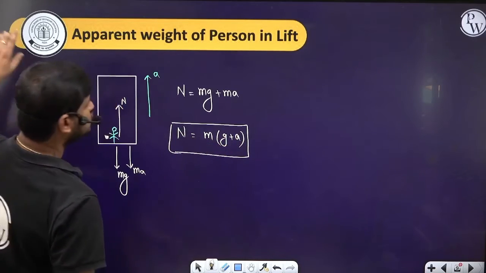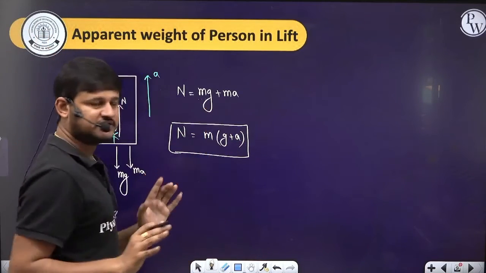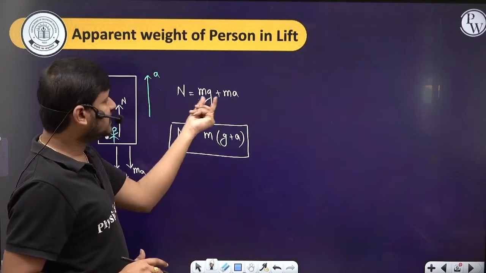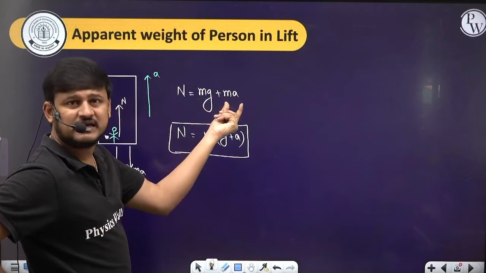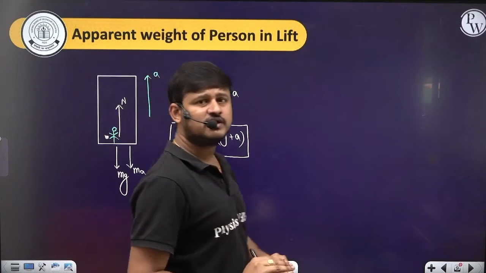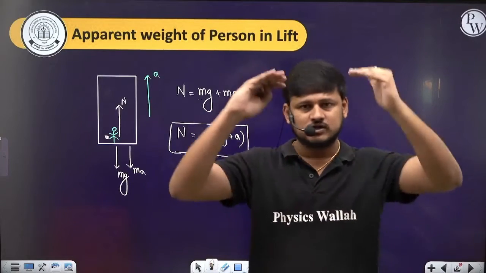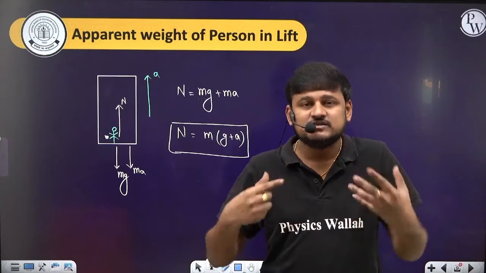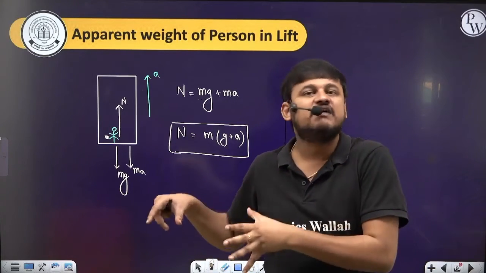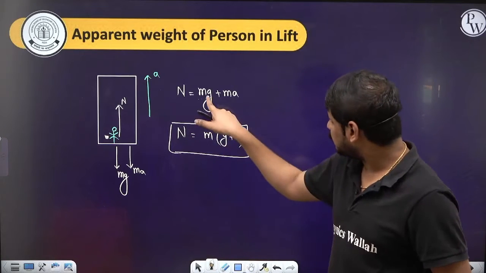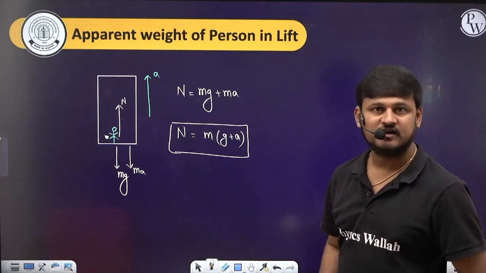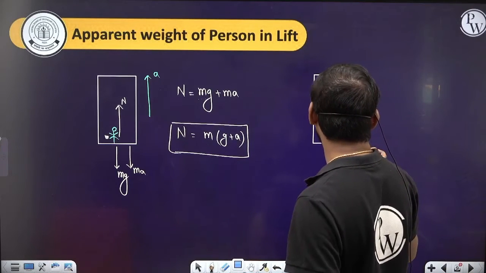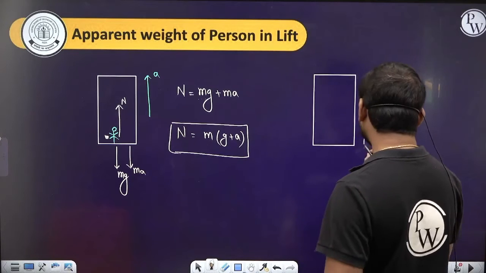Actually our weight should be equal to mg. Normal is nothing but our weight, right? The normal will be balanced by our weight. But here one more extra component is coming, which is ma. That's why whenever you are moving upwards in a lift or elevator, we feel like our weight is more than our actual weight. That's the reason. Clear?